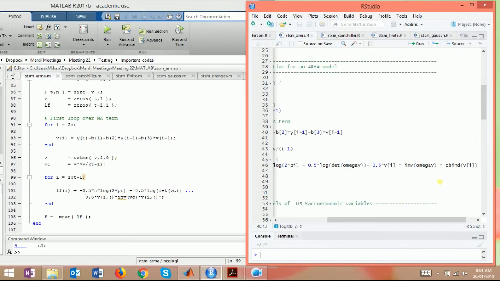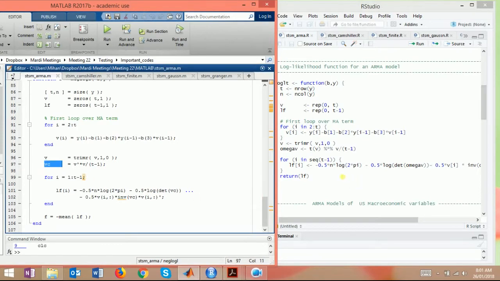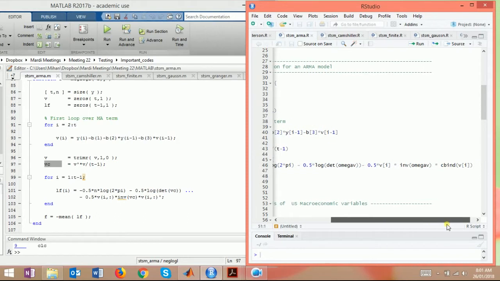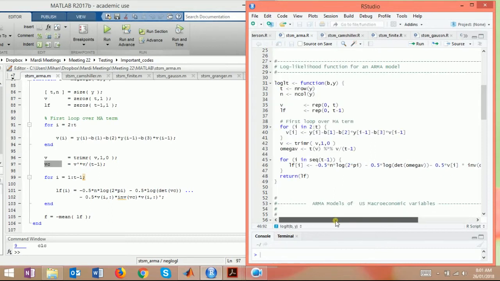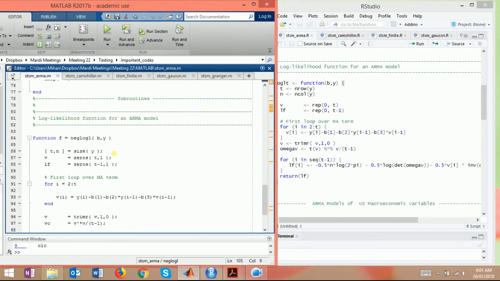There will be a little tweak, obviously, column bind. So omega, VC is omega variance covariance matrix, omega log to SPM minus half log determinant of omega V, 0.5 VI inverse of omega V, and column bind VI. And then the whole thing is we take the mean of whatever we have estimated here and store it in F, because our loop will return F.